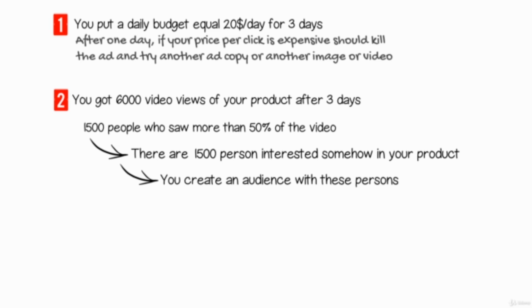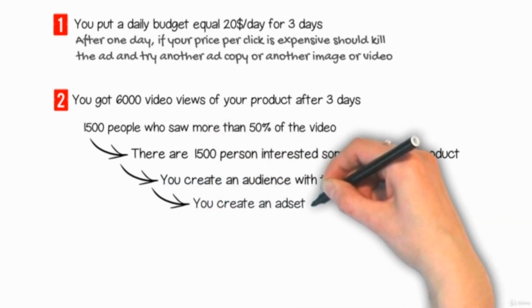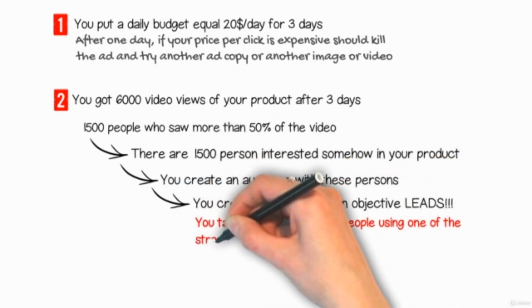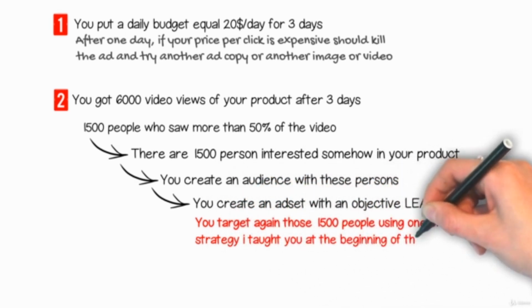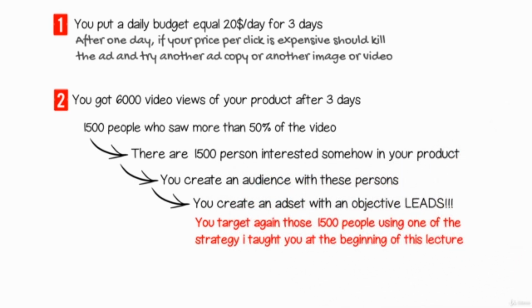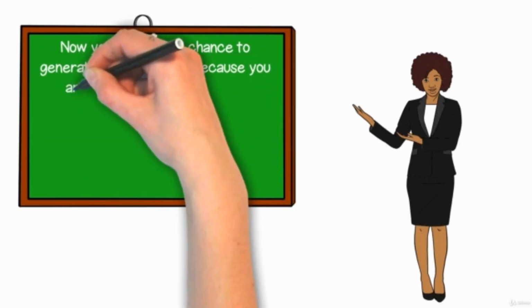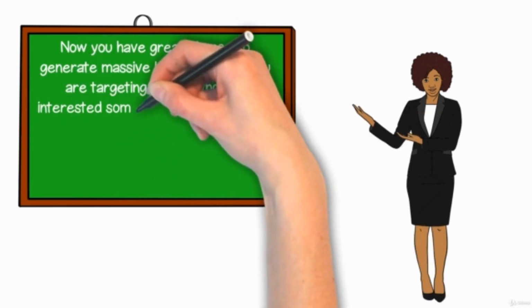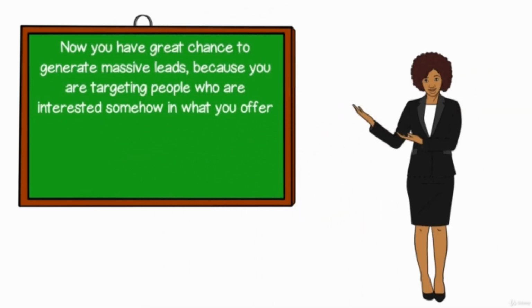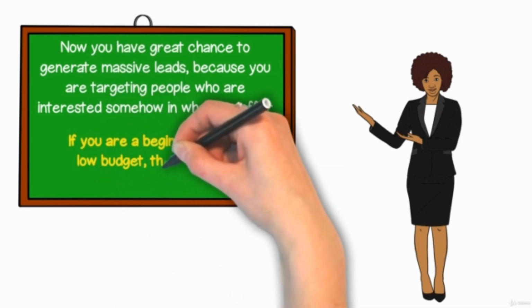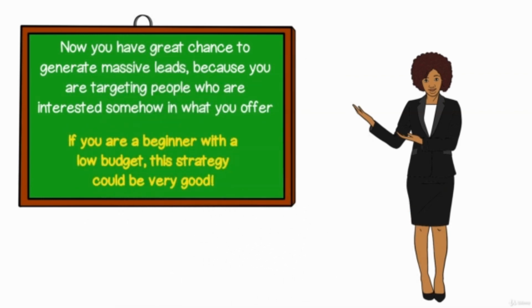Then you create an ad set with an objective leads, and you target again those 1,500 people using one of the strategies I taught you at the beginning of this lecture. And now you have a great chance to generate massive leads, because you are targeting people who are interested somehow in what you are offering. If you are a beginner with a low budget, this strategy could be very good.